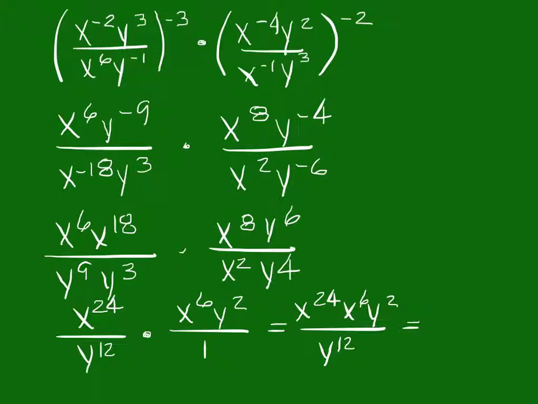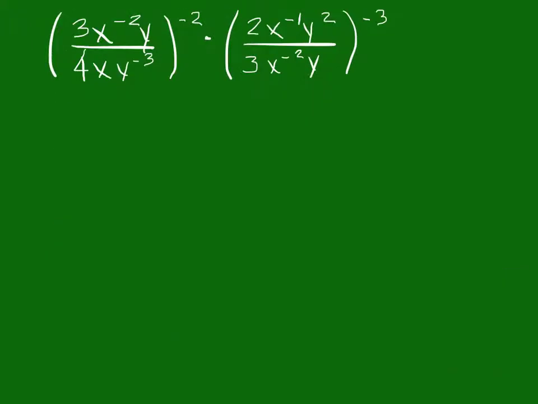X to the 24th times x to the 6th is x to the 30th. And then you have y to the 2nd over y to the 12th. The largest one is on the bottom. 12 minus 2 is 10. So x to the 30th over y to the 10th.